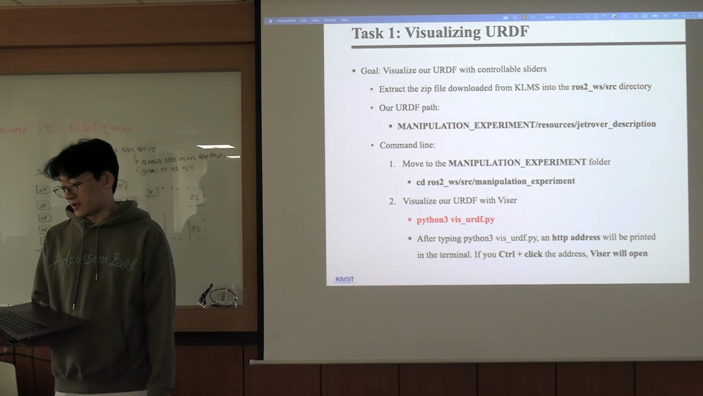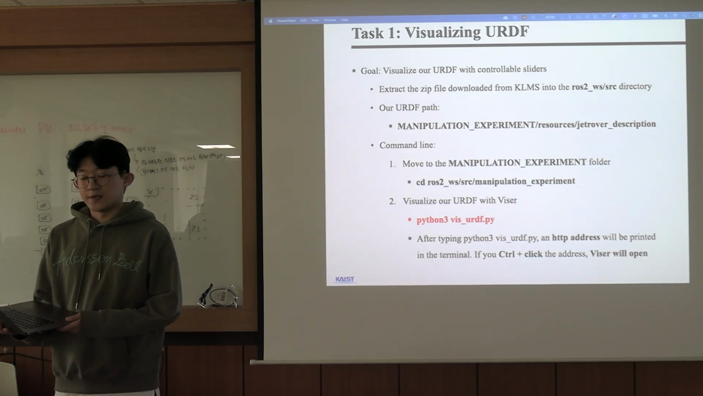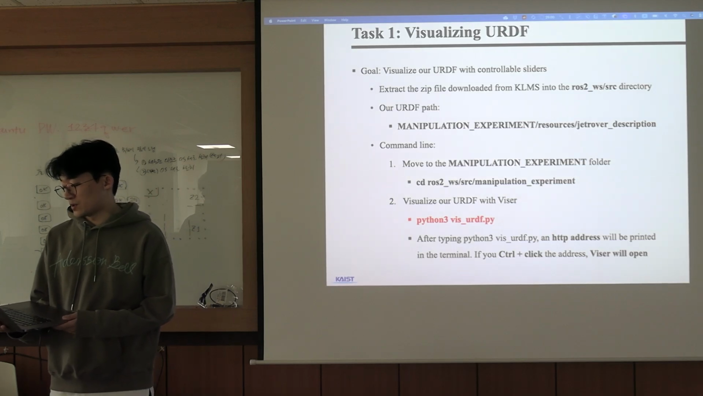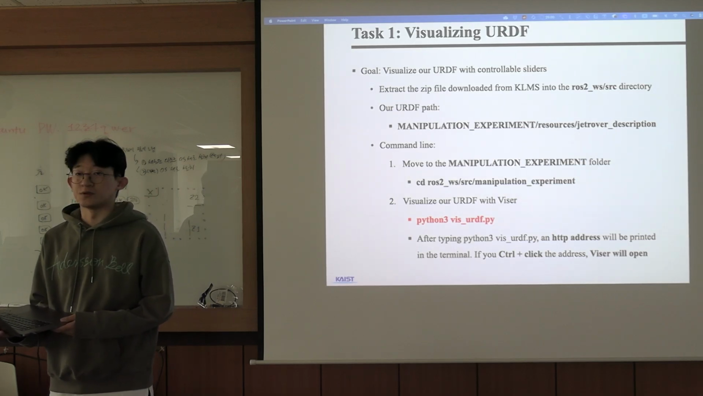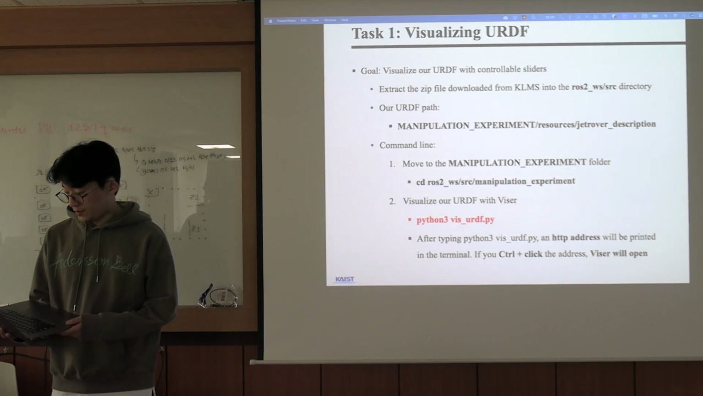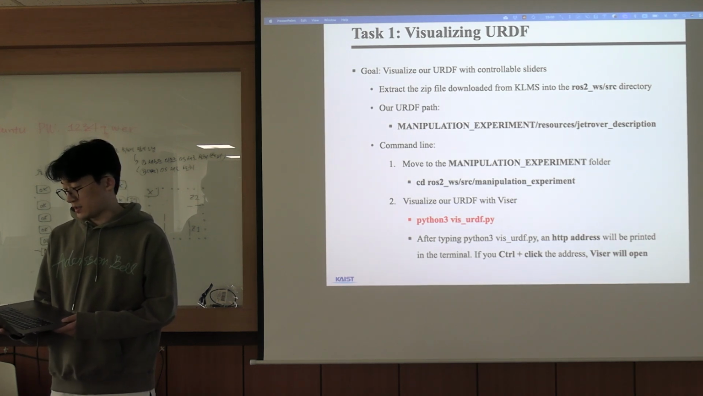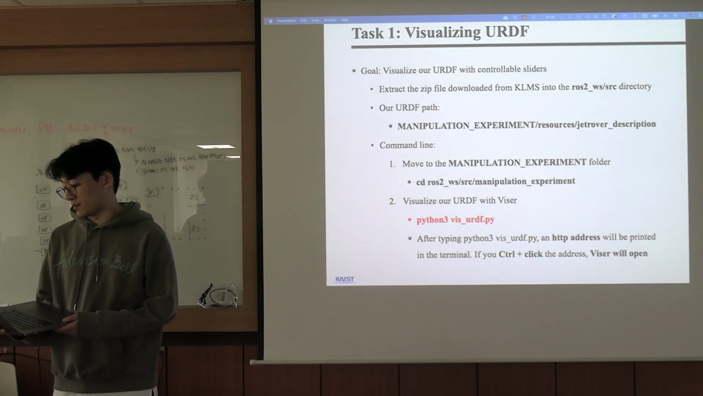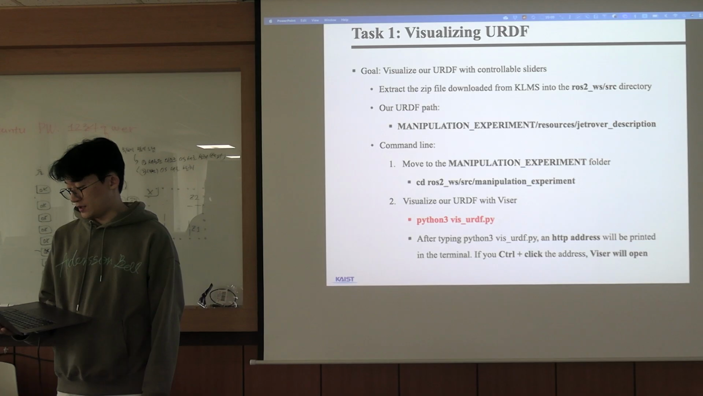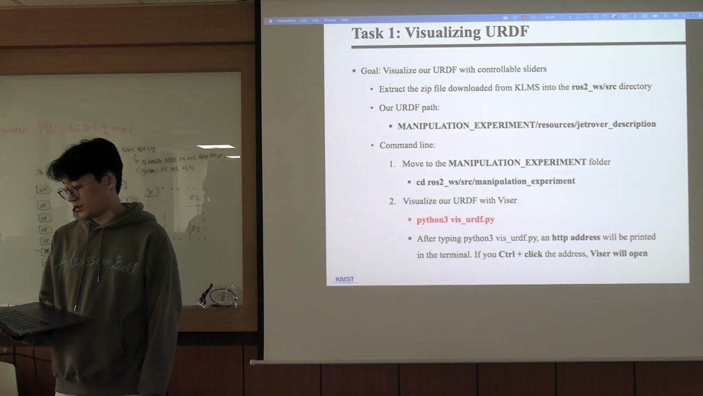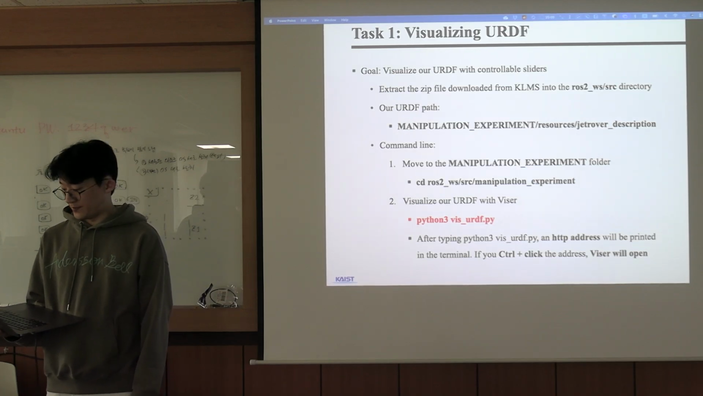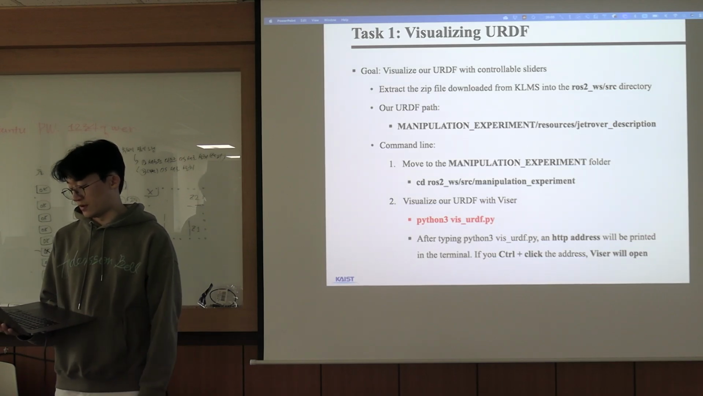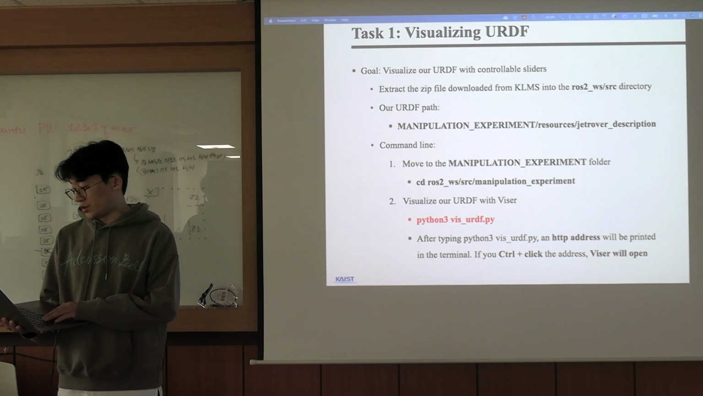into the source directory. The URDF file, for example, is located in the manipulation experiment /resources/JetRover description folder. Next, move into the manipulation experiment directory and run the script python3 urdf.py. After you run this command, the terminal will print out an HTTP address. If you press Ctrl plus click on that address, Viser will open and show you the robot model.